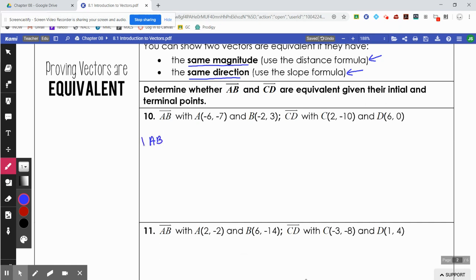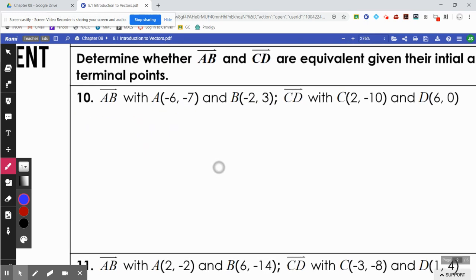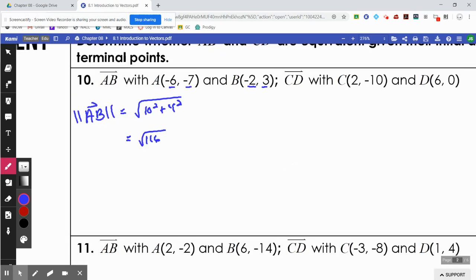So the magnitude of AB is going to be the square root of the distance from -7 to 3, which is 10 squared, plus -6 to -2 is 4 squared. That's going to be the square root of 100 plus 16, which is 116. And you do not have to simplify that because honestly, we're just seeing if it's the same as the other vector.